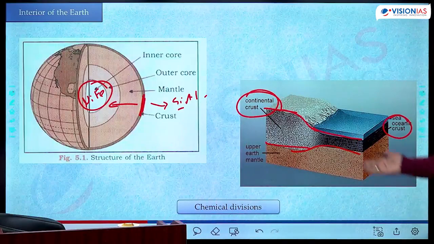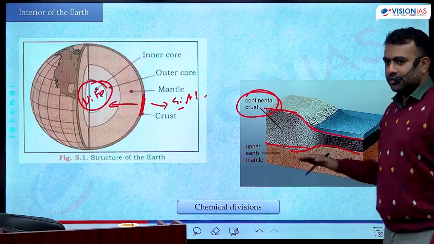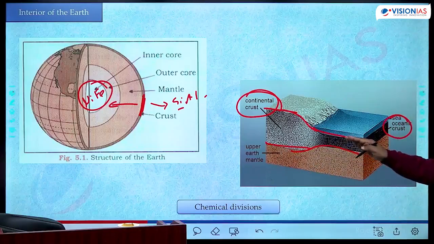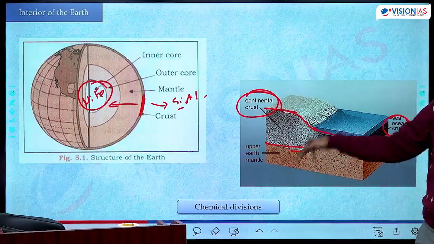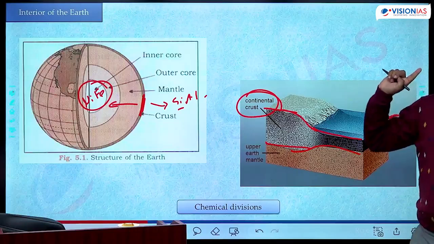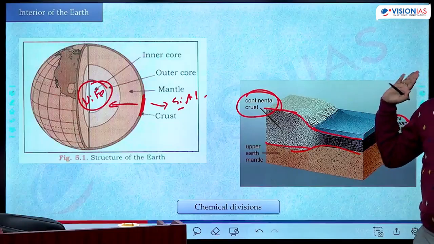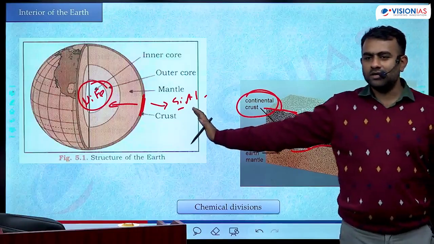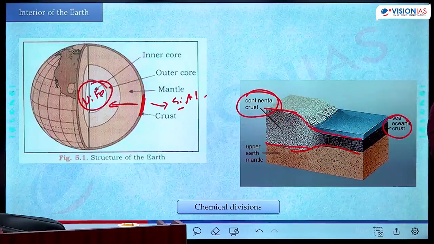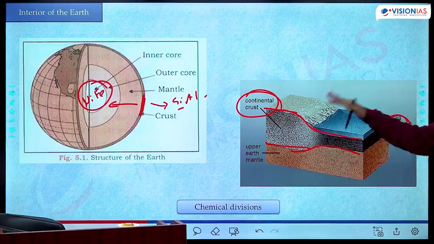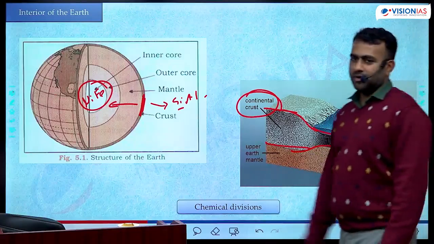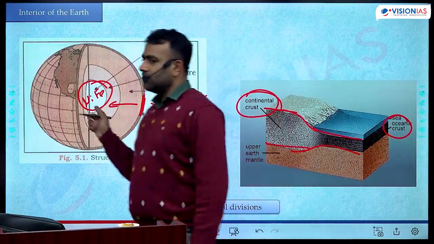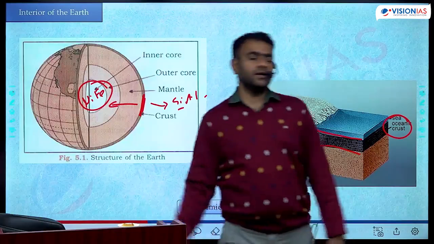Okay, below both there will be mantle. It is usually confused: first continental crust, below it oceanic crust, below it mantle. No. Crust is crust. Near the continent we have continental crust, near the oceans we have oceanic crust. Below that there is mantle. Now the mantle is divided into upper mantle and lower mantle. Core is divided into outer core and inner core.